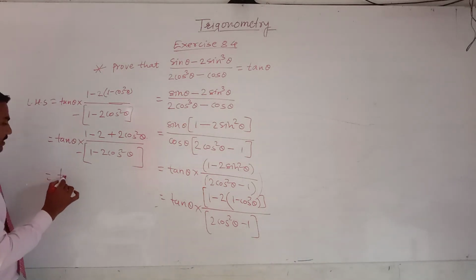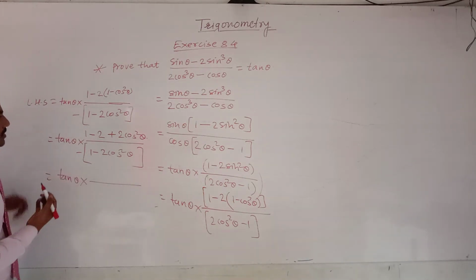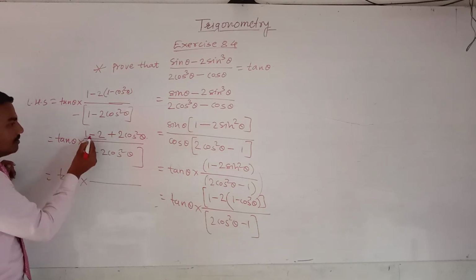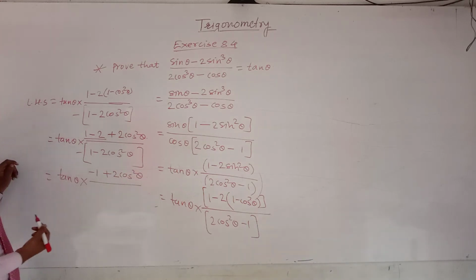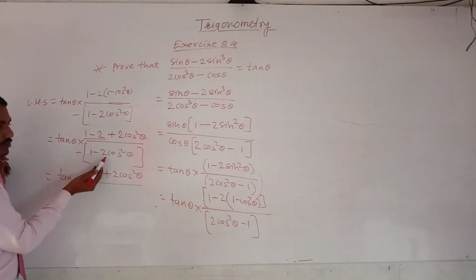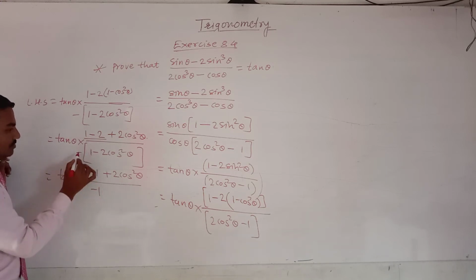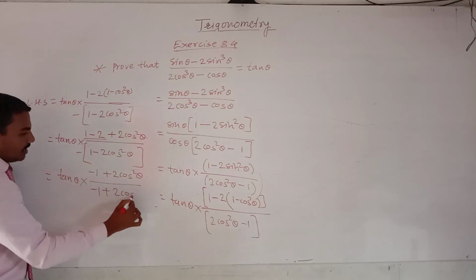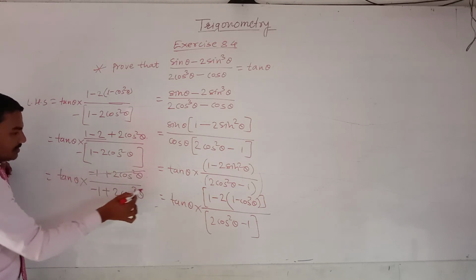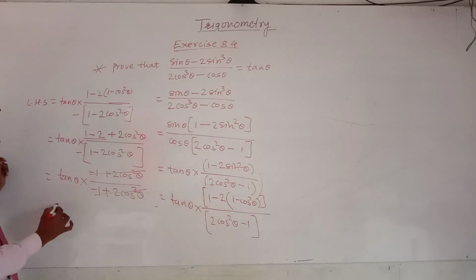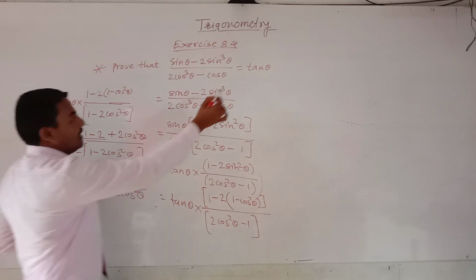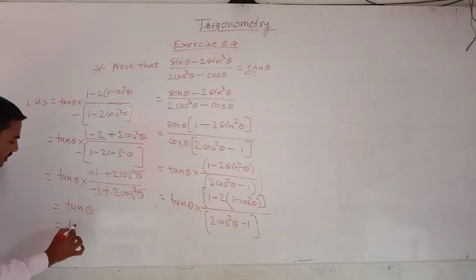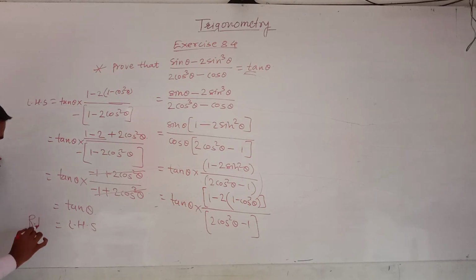Okay, now tan theta into plus 1 minus 2 is minus 1 plus 2 cos square theta. Okay, now this minus I want to give inside, minus plus minus 1 minus minus plus 2 cos square theta. Okay, so these and these are same and get cancelled. So answer is, now last is tan theta is remained. So our LHS is tan theta. So RHS and LHS become equal.